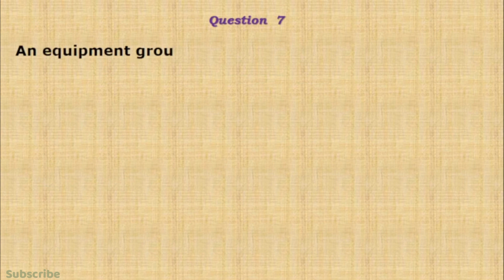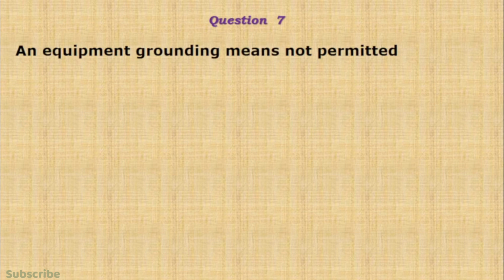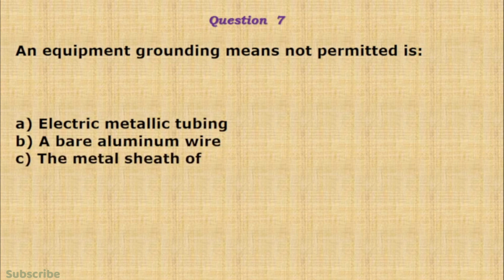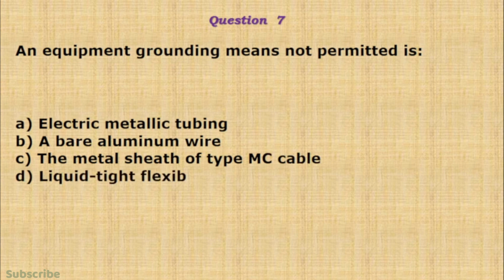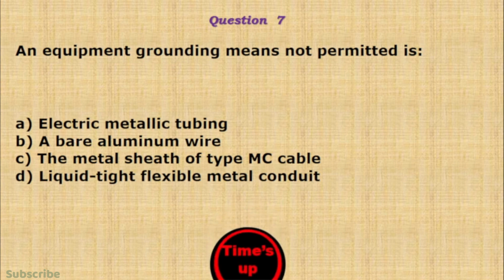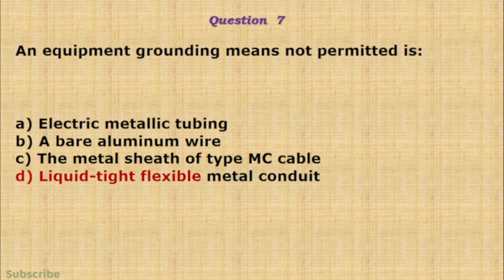Question number 7. An equipment grounding means not permitted is A. Electric metallic tubing. B. A bare aluminum wire. C. The metal sheath of type MC cable. D. Liquid tight flexible metal conduit. The correct answer is letter D, liquid tight flexible metal conduit.